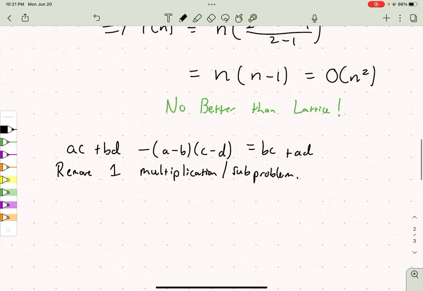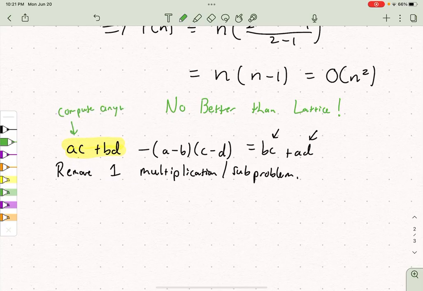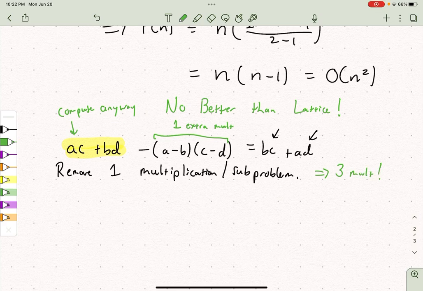So how does it do this? Well, we already have to compute these two multiplications anyway. So now all we have to do is one more, which is multiplying these two numbers. So overall, we just have 3 multiplications. Now the downside, of course, is we have more additions and subtractions, but that just jumps into the O of n in the recurrence.